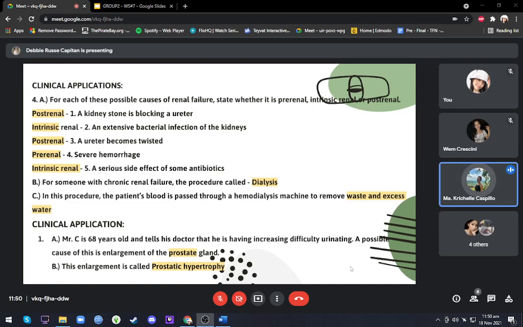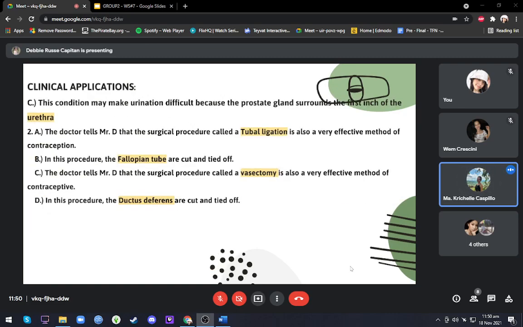Mr. C is 60 years old and tells his doctor that he is having increasing difficulty urinating. A possible cause of this is enlargement of the prostate gland. This enlargement is called prostatic hypertrophy. Next. This condition may make urination difficult because the prostate gland surrounds the first inch of the urethra.